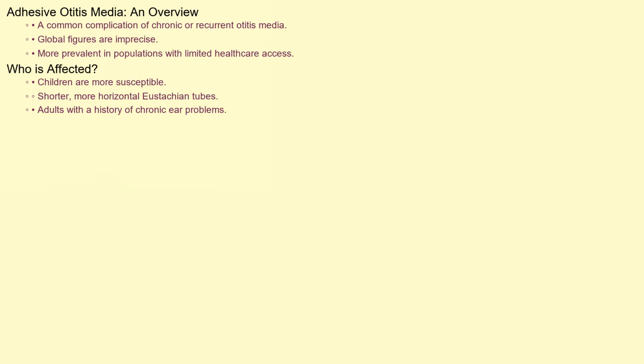While precise global figures are hard to come by, adhesive otitis media is considered a relatively common complication of chronic or recurrent otitis media, especially in populations with limited access to healthcare. Children, due to their shorter and more horizontal eustachian tubes, are particularly susceptible to ear infections and subsequently adhesive otitis media. However, it can also affect adults who have a history of chronic ear problems.